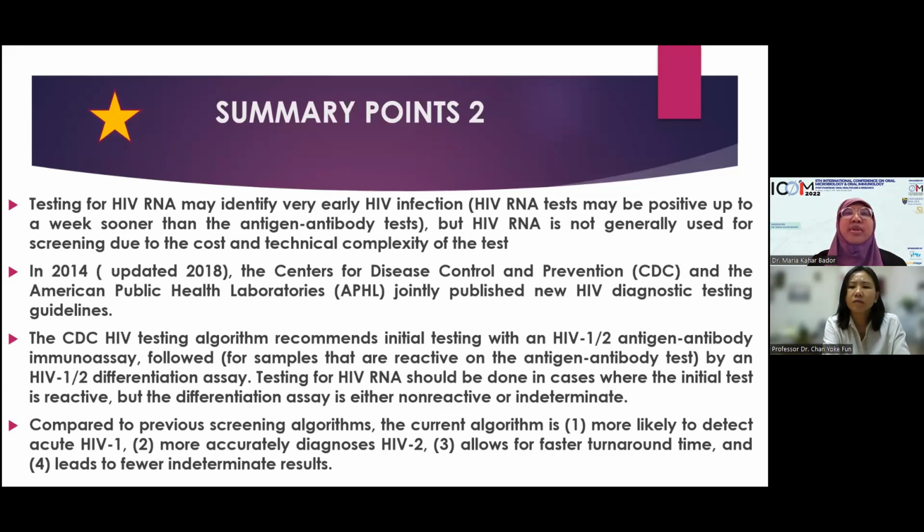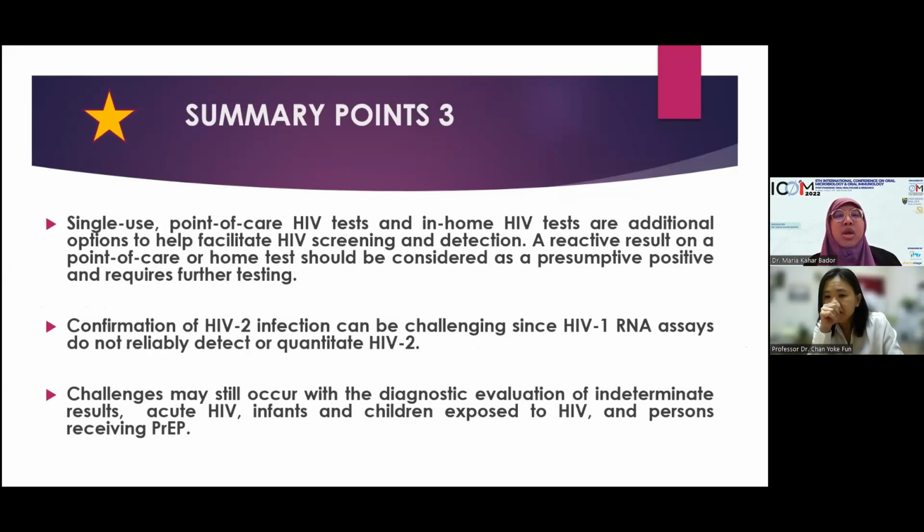Because I know people are going to say, but we still have indeterminate results. As I mentioned, it's not 100%, but the number of indeterminate results is much less than last time. And remember, the turnaround time is so much shorter. Single-use point-of-care HIV tests and in-home tests are additional options to help HIV screening and detection. This is something that we think will be seen in the latest WHO guidelines. A reactive result on a point-of-care or home test should be considered a presumptive positive and requires further tests.